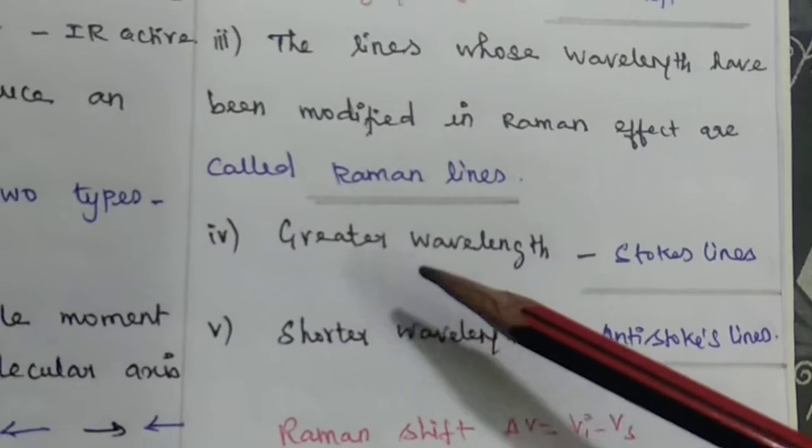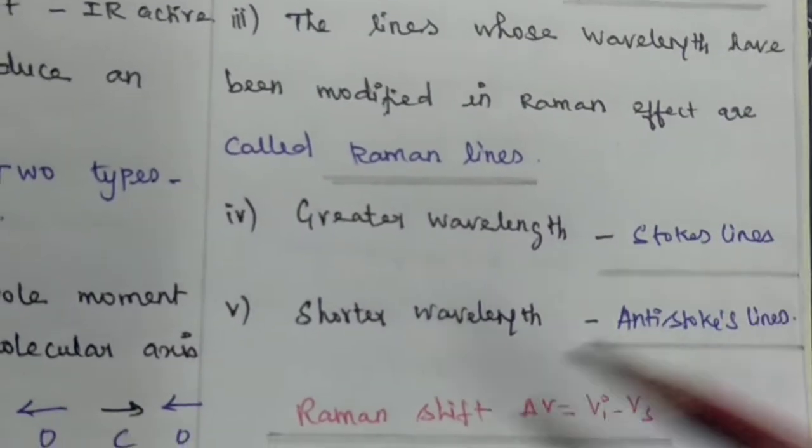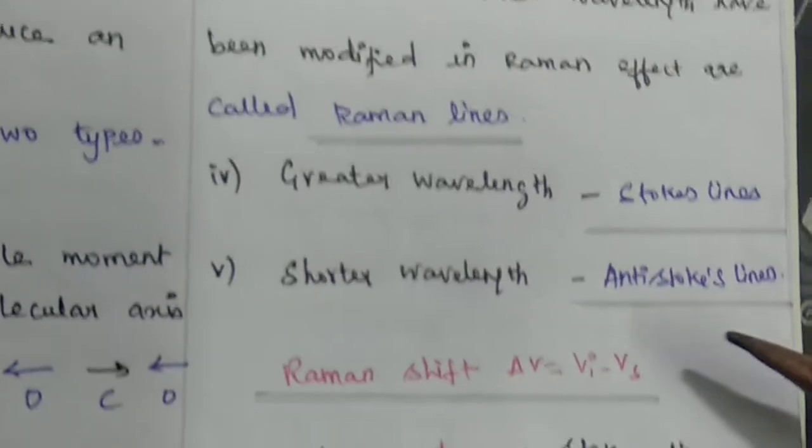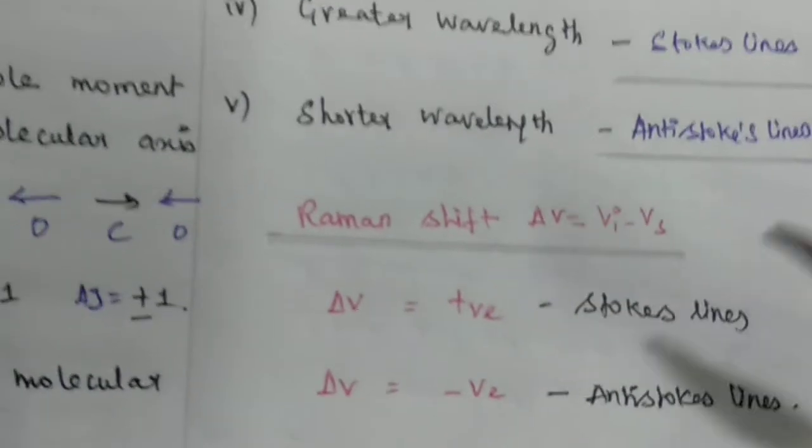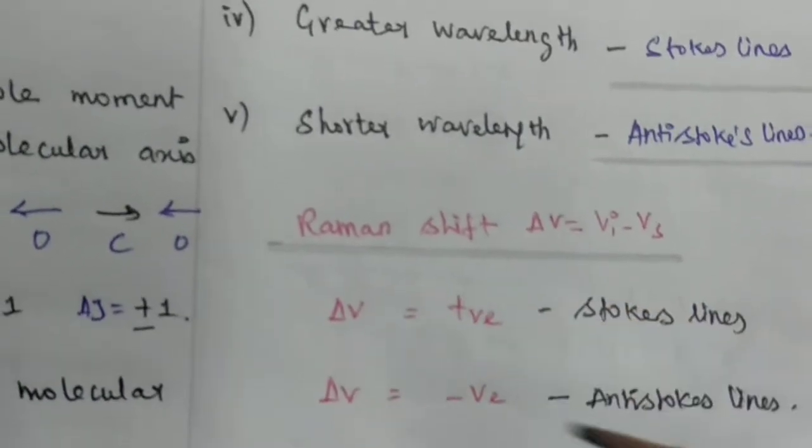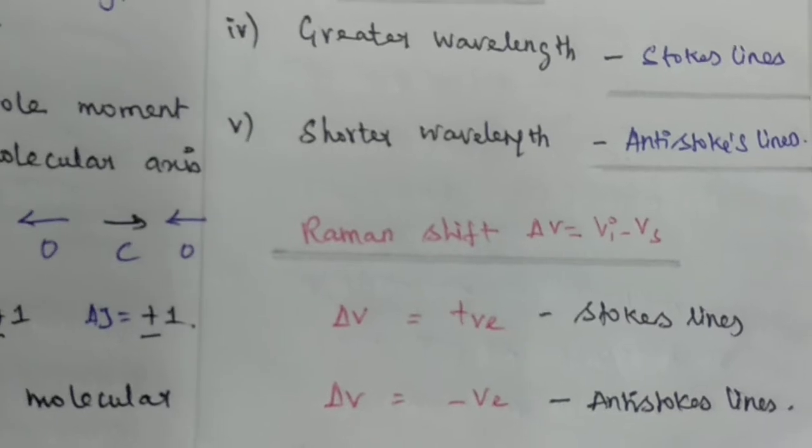If the lines have greater wavelength, that is called a Stokes line. If they have shorter wavelength, they are called anti-Stokes lines. This is the Raman shift. So I hope this video is useful.